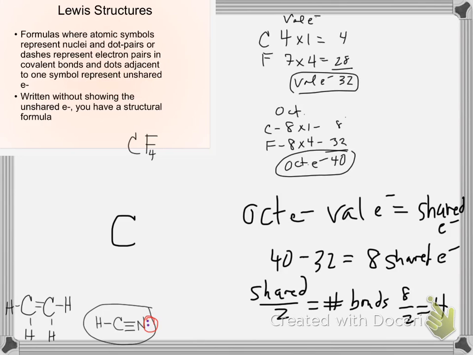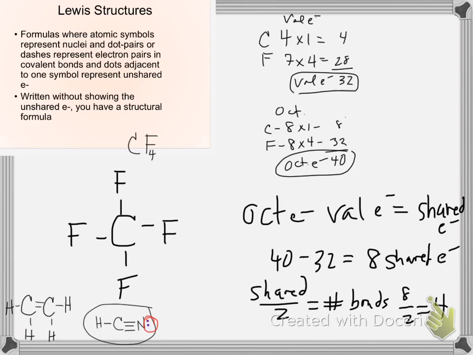We'll get into some other shortcuts in terms of how to tell what's in the middle. But in general, least electronegative or carbon, or if you've got 4 of one thing and 1 of something else, the singleton goes in the middle. So we're going to put carbon in the middle, and we know that we have 4 bonds and we have 4 fluorines. That's pretty cool.